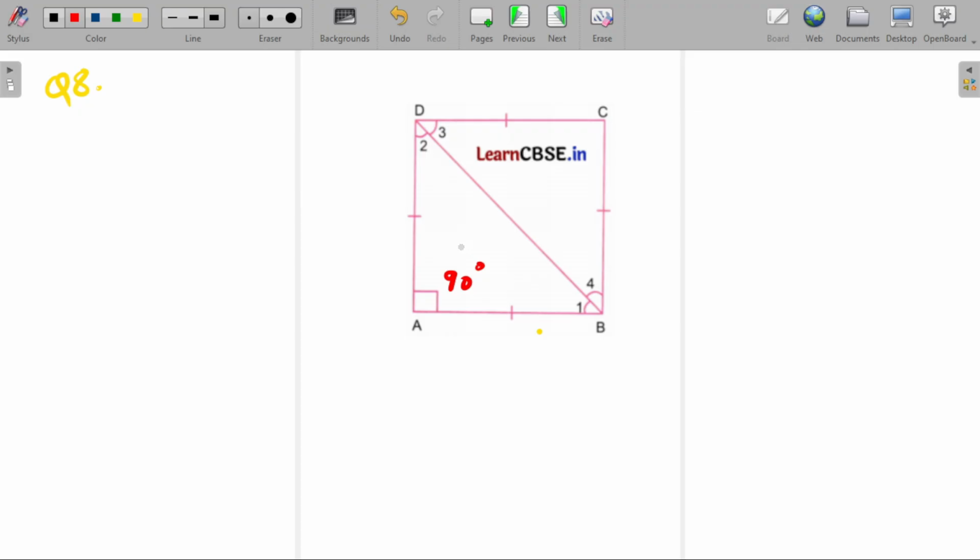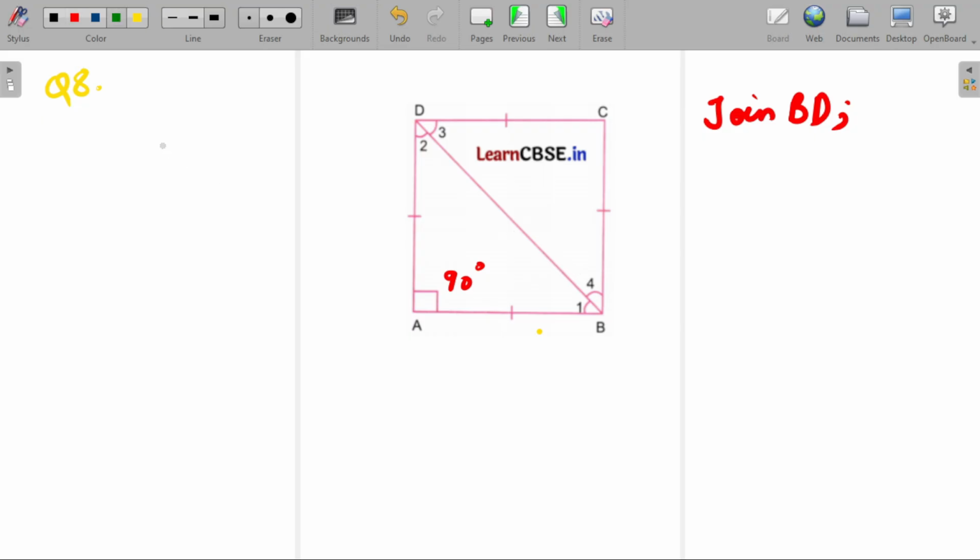Well done. I have done a little construction here. We joined BD in this quadrilateral. Now we need to prove that it will be a square. For a square you need to prove all the angles, C, D and B, are 90 degrees. Clear? So let's do it.